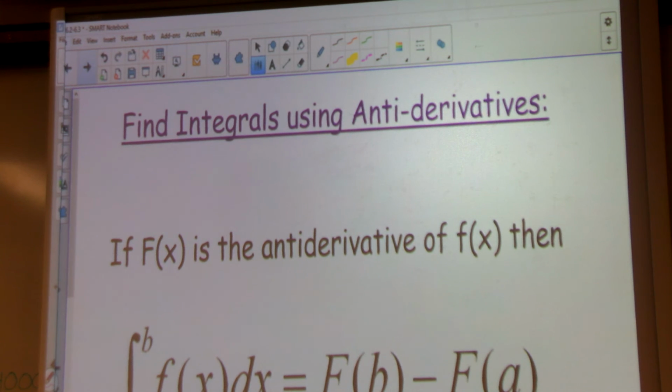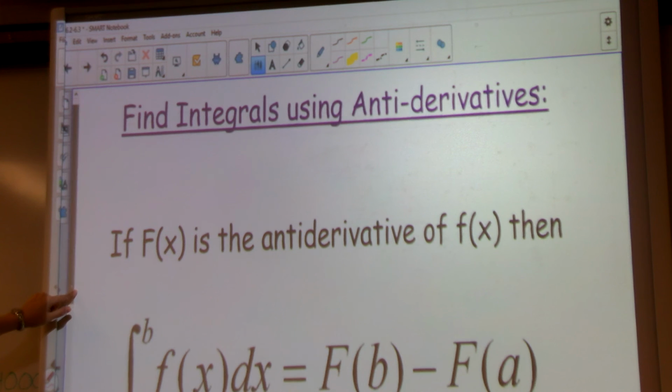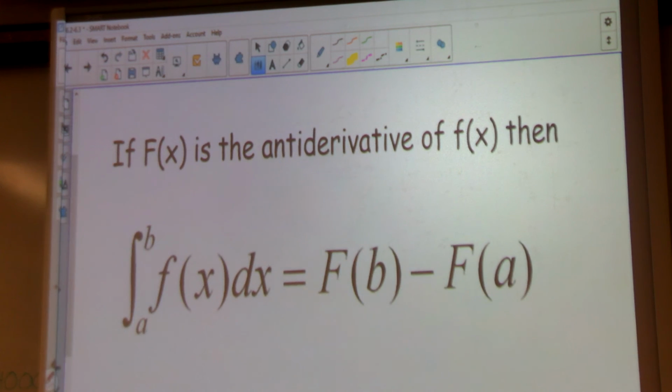Now let's get into the meat of it. We're going to find integral values using antiderivatives. So we can find integral values using graphs, but we can also find them using antiderivatives. Next week on Monday, we're going to go into officially the FTC, the fundamental theorem of calculus.